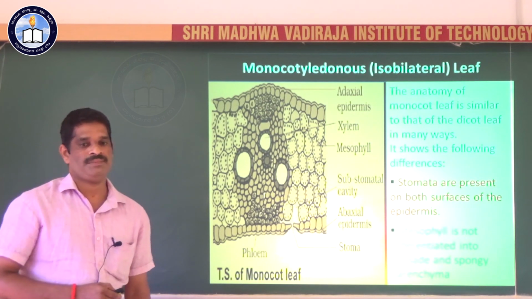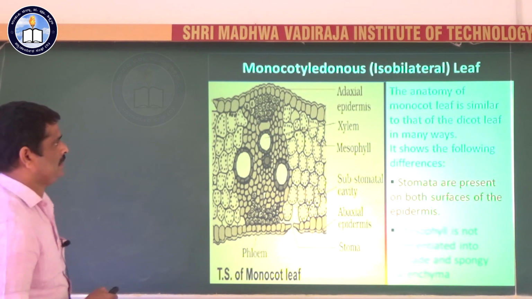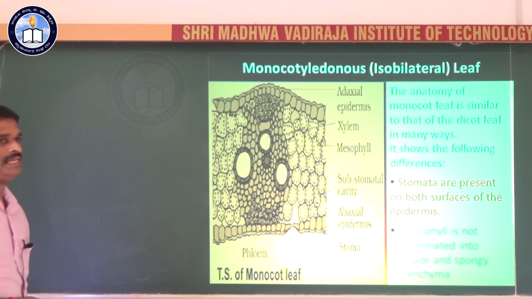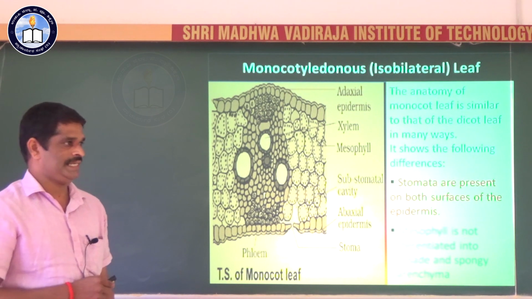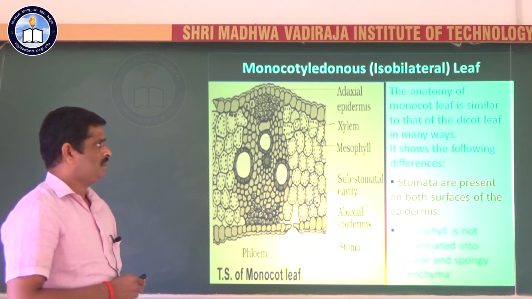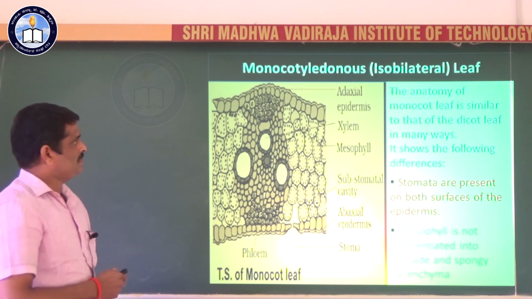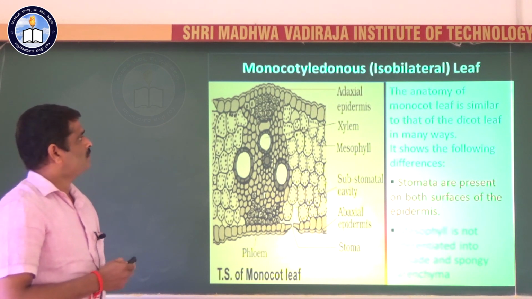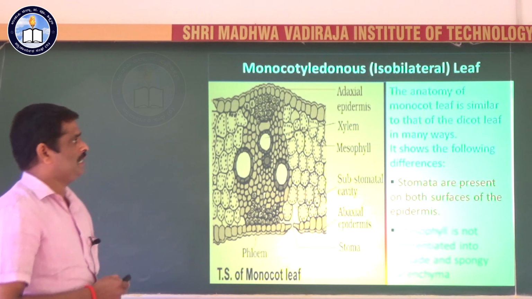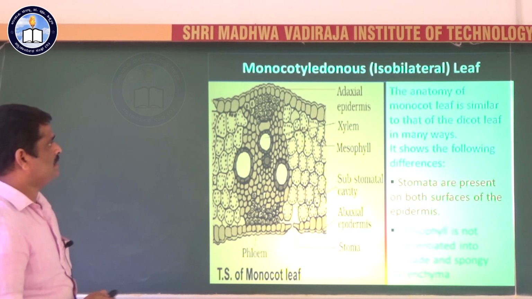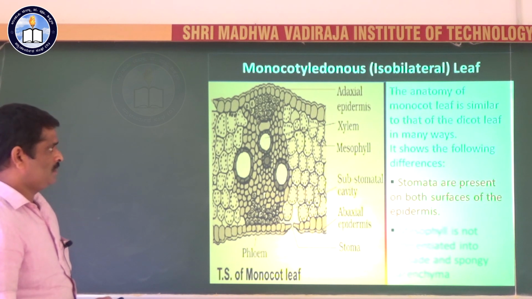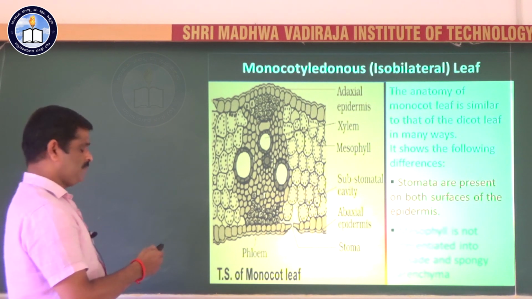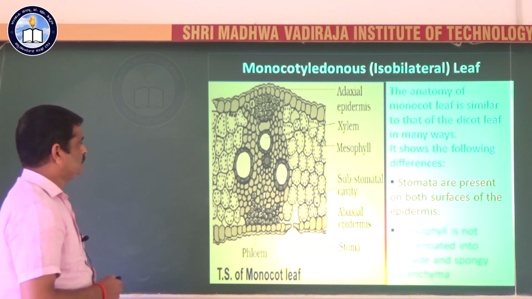Let's study the anatomy of the monocotyledon leaf, also referred to as the isobilateral leaf. Here both surfaces of the leaf are equally illuminated by the light, meaning the leaf is arranged parallel to the light rays. Hence there is no differentiation of the mesophyll tissue in the monocotyledon leaf. The anatomy of the monocotyledon leaf is similar to that of the dicotyledon leaf, but it shows certain differences.